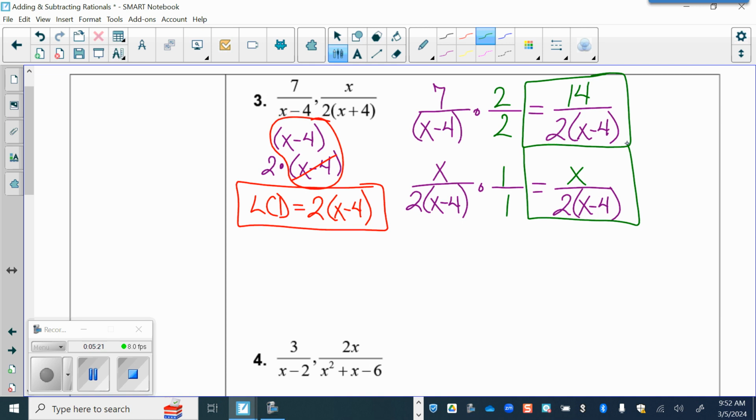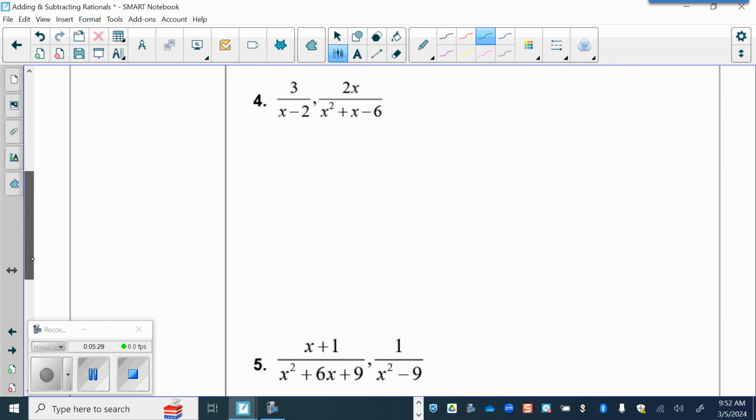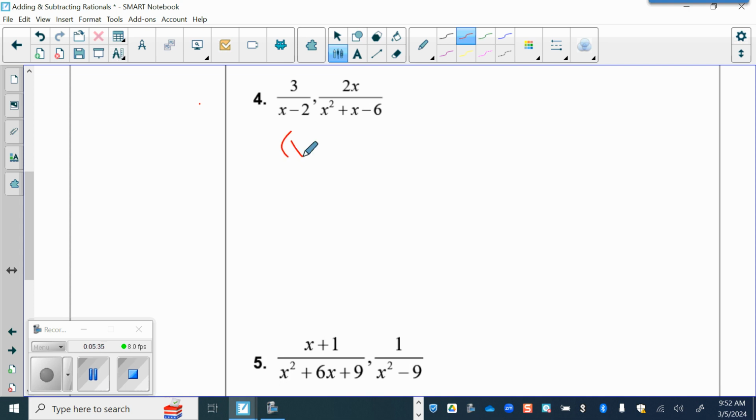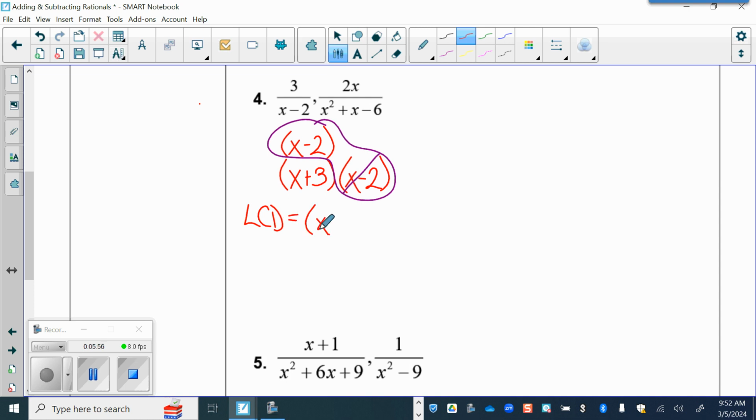So now let's try it with a set of denominators that has not been factored for us. Okay, LCD. This first one is nicely done. Our second one has to be factored though, and we have x plus 3, x minus 2. So the common factor is x minus 2. I'm only going to count it once. My LCD is going to be x minus 2 times x plus 3.